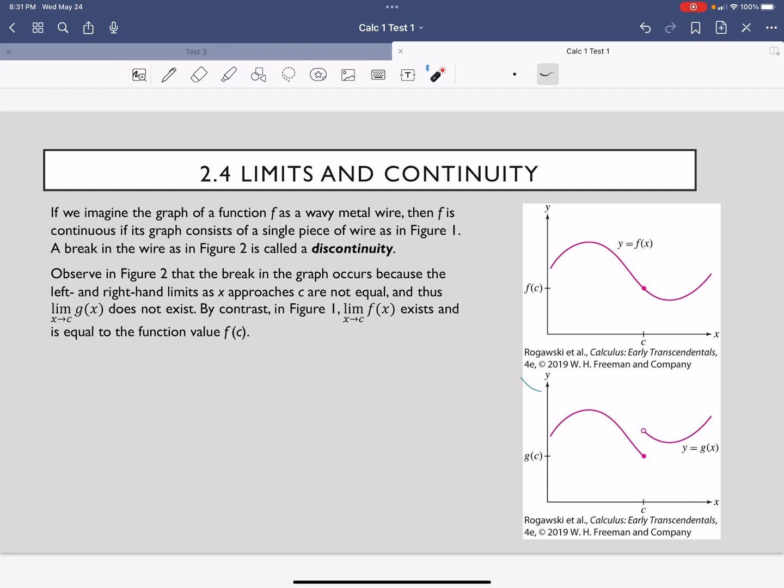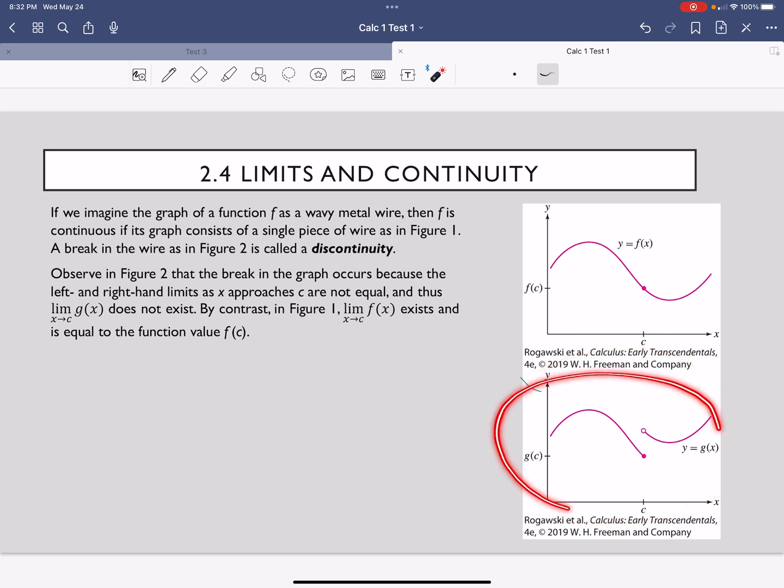Good evening. We are going to talk about limits and continuity in this lesson. So what we're looking at right here is a function, and there are lots of different ways that you can think about this. One way is to think that if the function is a wavy wire, then it is continuous. Another way to think about it is if you can put your pencil down and go through the function, then it is also continuous. The term that we're going to start talking about is discontinuity.